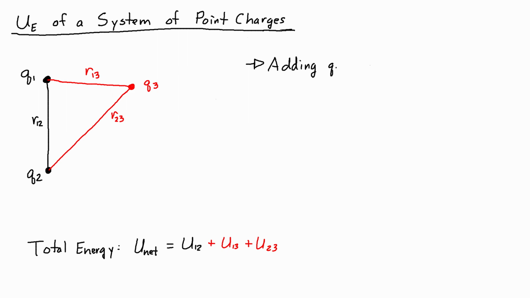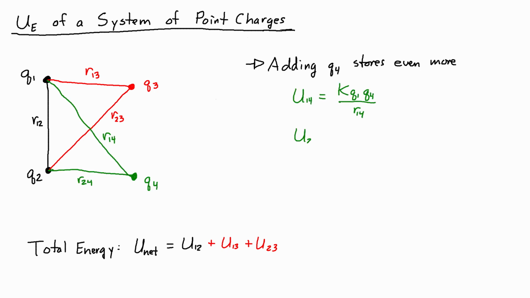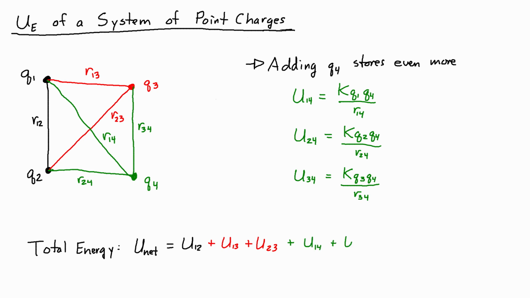Adding a fourth charge, Q4, stores even more energy. And I'll add Q4 in green. So Q4 feels the effect from Q1, Q2, and Q3. And then for the total energy of this system of point charges, we would have to add these three energies as well. And so the total energy, or the net potential energy, of a system of point charges can be considered to be what you would get when you bring them in one at a time. And you can see then as you add them how you have to add up more and more interactions. For example, if we had a fifth charge, we would have 4 different terms to consider.